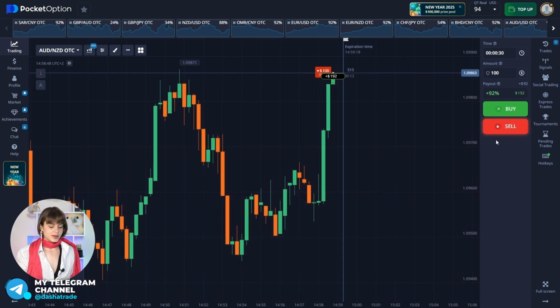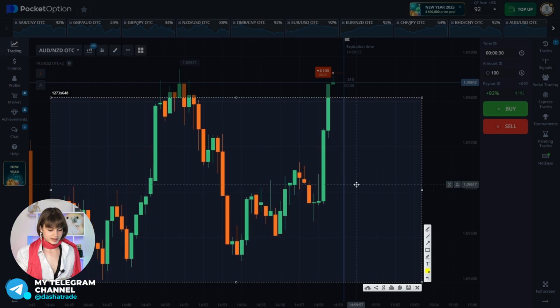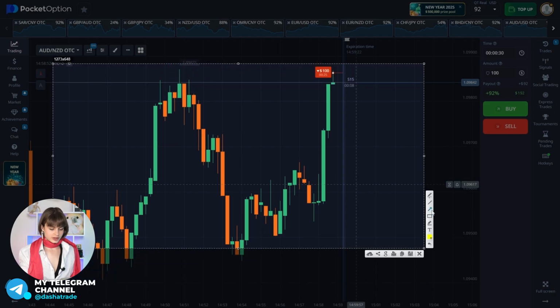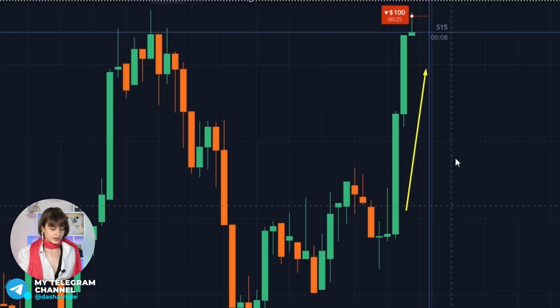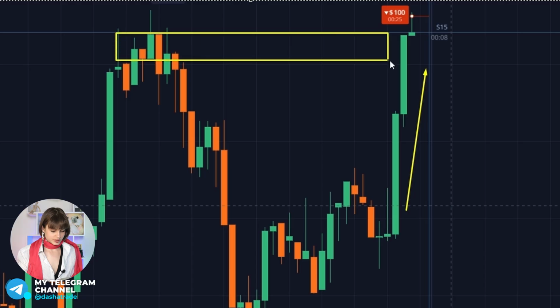And immediately I open another deal, this time to sell for 30 seconds. As I saw in this situation, a very impulsive approach upward to this resistance level.